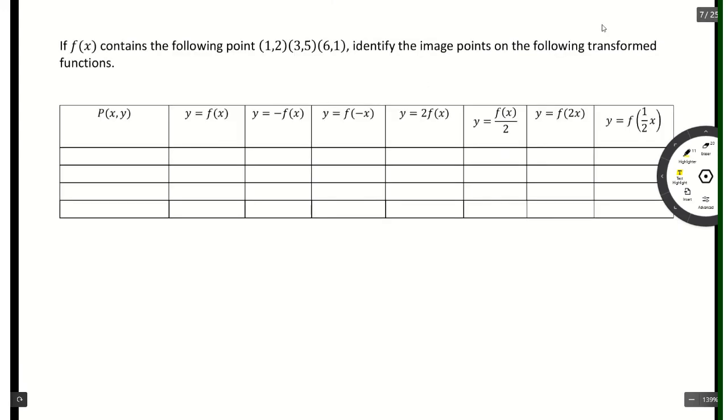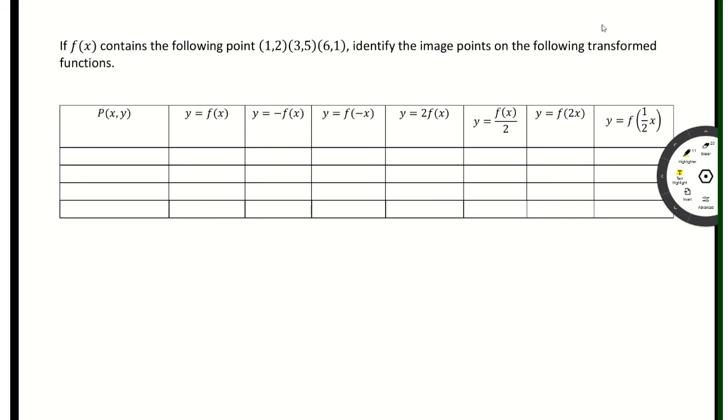All right, allow me to explain this question. This question says if f of x contains the following points, perhaps add an s there, (1, 2), (3, 5), (6, 1). We need to identify the image points on the following transform functions. Now this is a very tough question, right? We're throwing everything in the kitchen sink at you here.